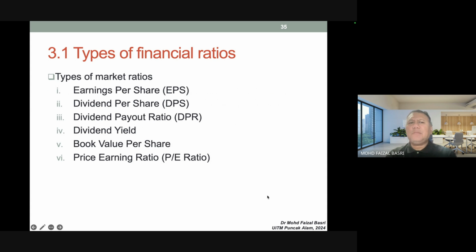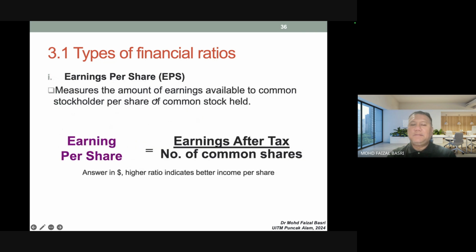So we have earnings per share, dividend payout ratio, dividend yield, BVPS, book value per share, and PE ratio, price earning ratio. Okay, so earnings per share measures the amount of earnings available to the common stockholders per share. Some of the information still kita boleh cari dalam balance sheet or income statement lah, tetapi some of the information is not available on those statements. So some of this information kita kena cari kat tempat lain.